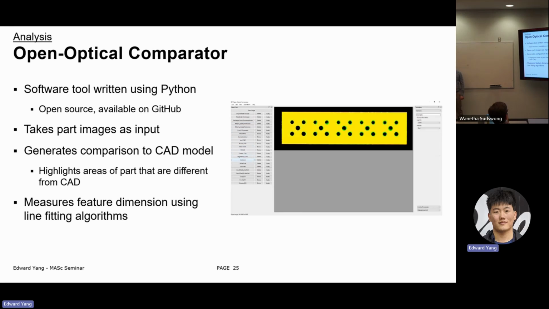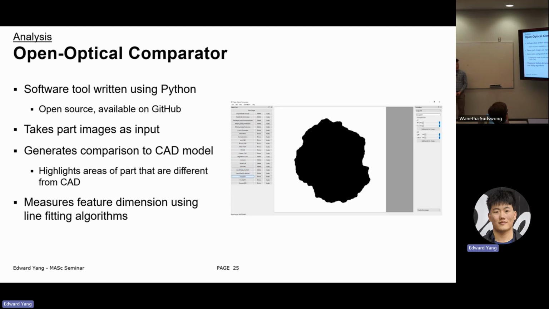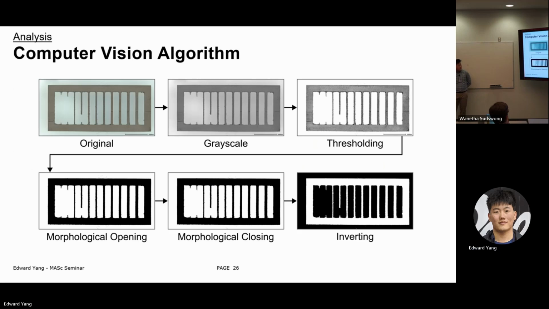So what you'll see coming up is the alignment. And this is going through what it finds differences as. And then it also does a measurement of features using a fitting algorithm to see what the best fit would be for a given feature. So these lines represent those types of fits.